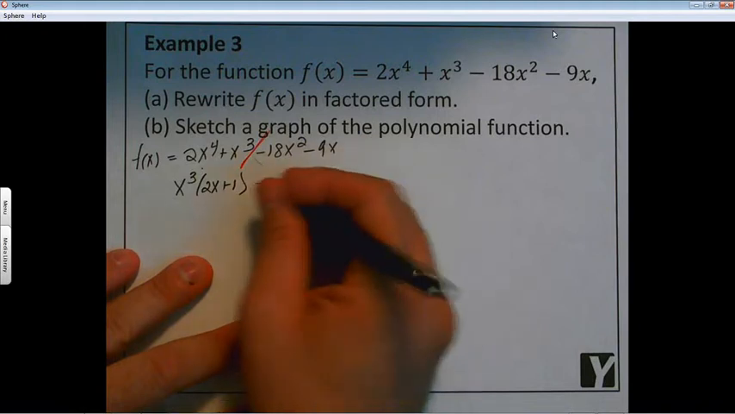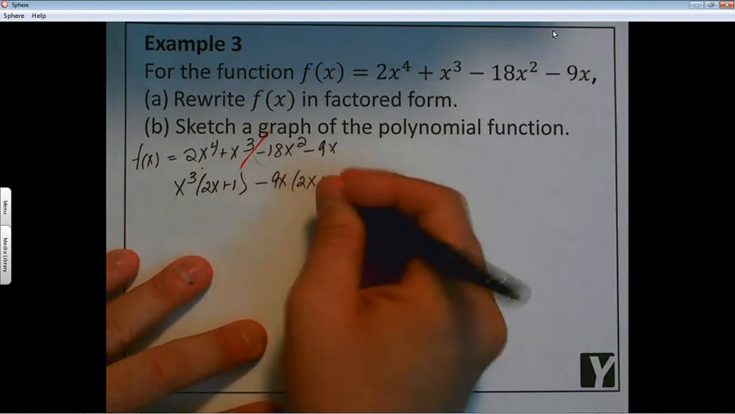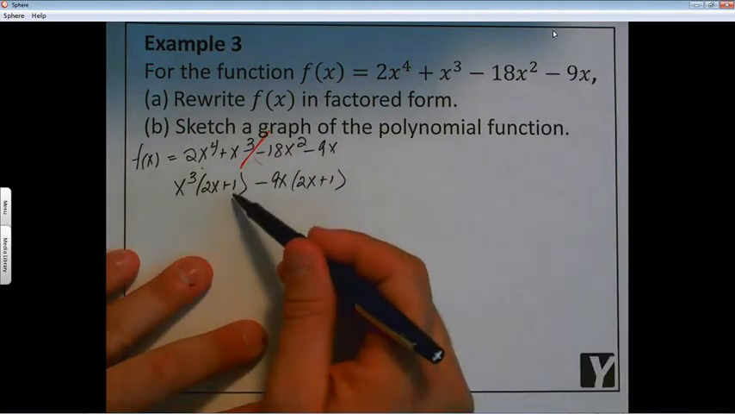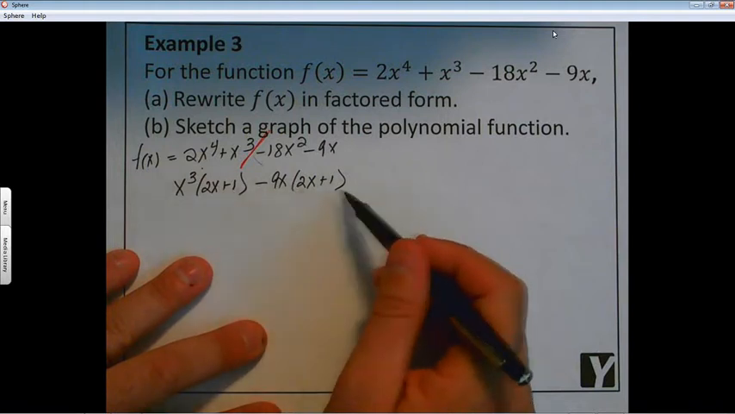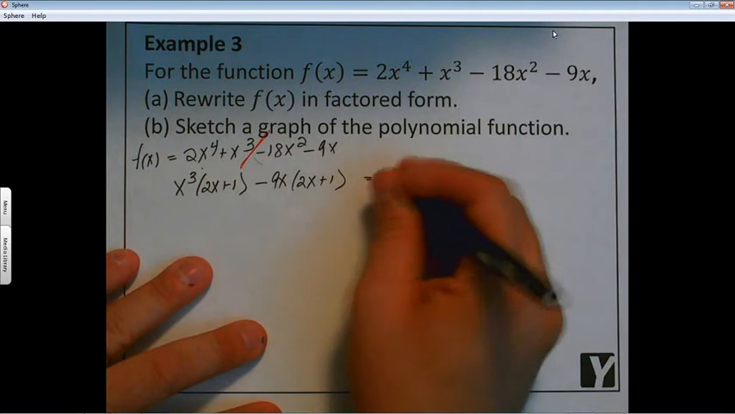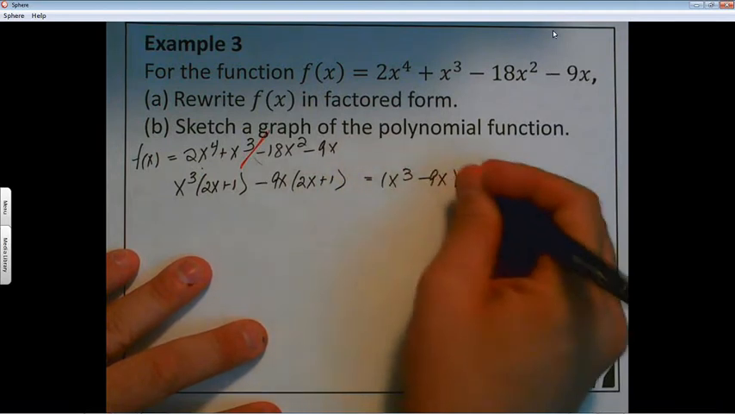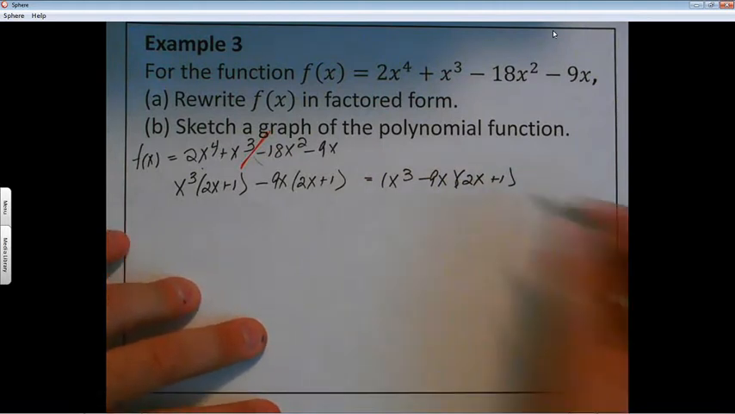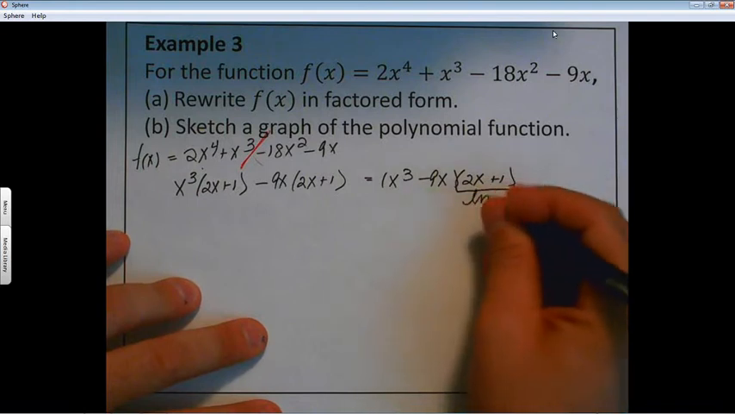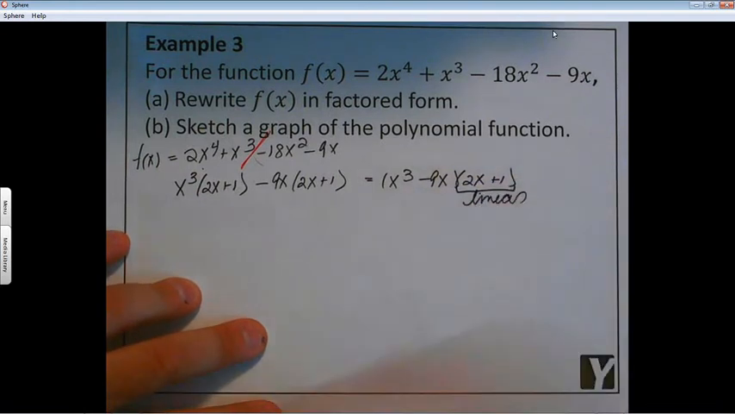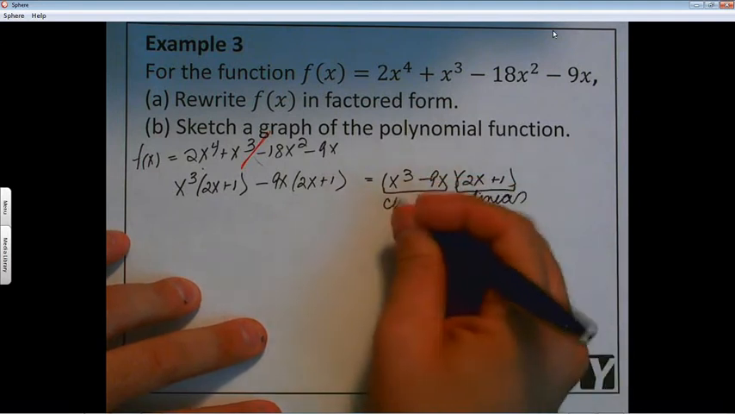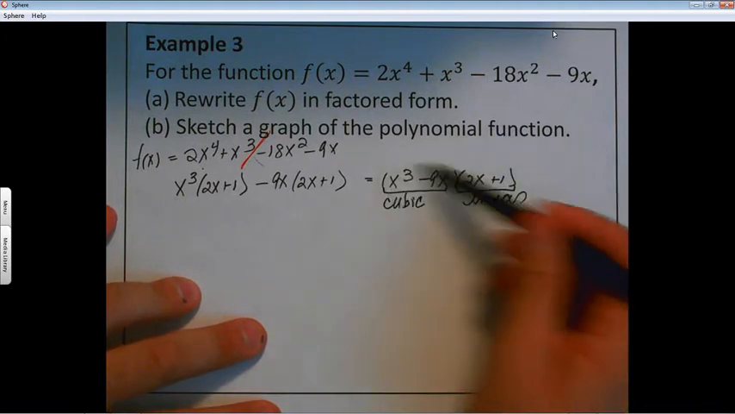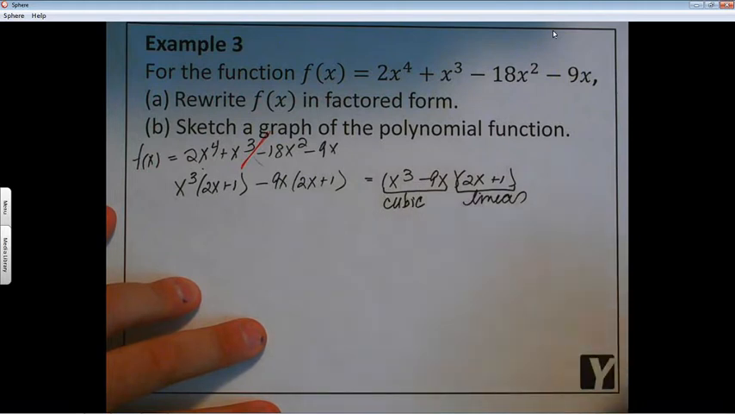Let's see, 2x to the fourth plus x cubed. I see a common factor of x cubed, leaving me 2x plus 1. Over here, I have a common factor of negative 9x. When I pull that out, it leaves me 2x plus 1. X cubed times 2x plus 1 minus 9x times 2x plus 1 is the same thing as saying x cubed minus 9x times 2x plus 1. That's good. This factor over here is linear, degree 1, so I don't expect any more factoring.